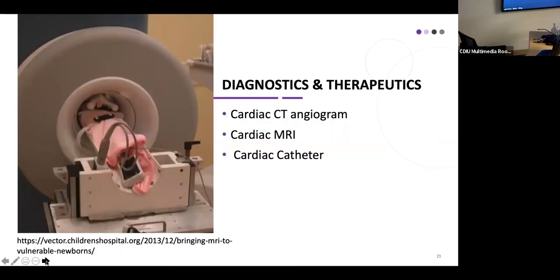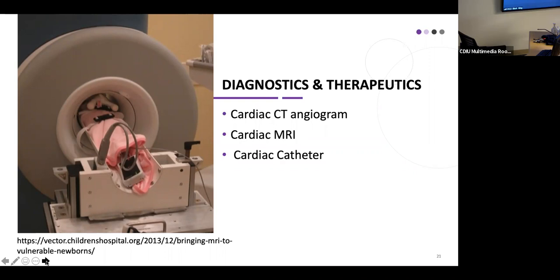We can also look at doing a cardiac CT angiogram and a cardiac MRI. Both would help to look at the anatomy, especially if coronary abnormalities are suspected, especially if MAPCAs were suspected. And then it can provide information pre and post-operatively as well.